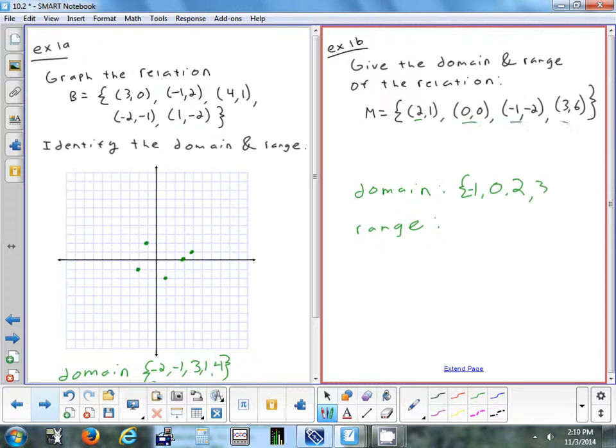Yep, so it's all the first coordinates. Remember, when you're doing domain and range, think of D, right? D comes before R. So that's your first in the alphabet, right? So D is your first coordinate, R is your second coordinate.